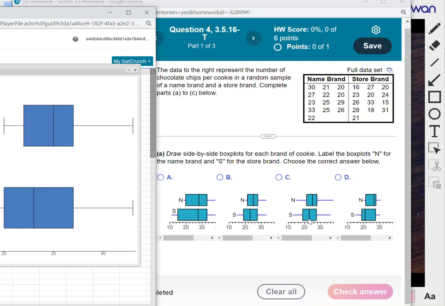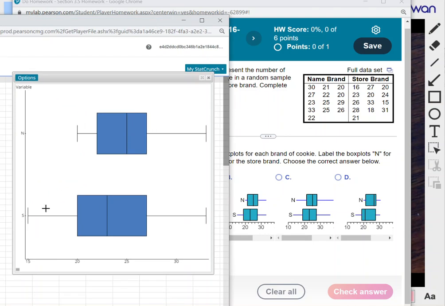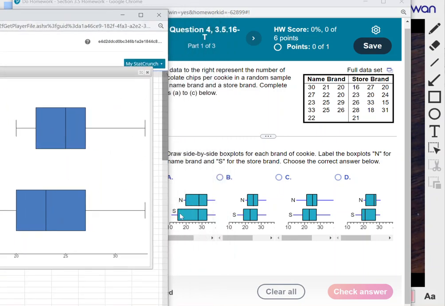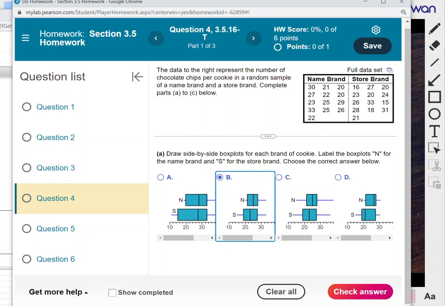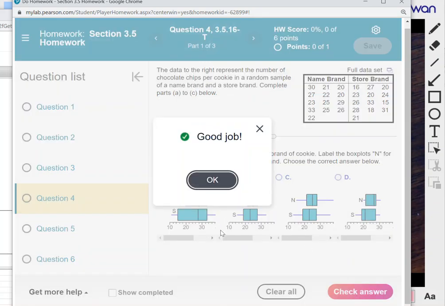And if you look at the tails, this one's pretty much even on both ends, and you got a small tail on the left here. So let's go ahead, and I'm thinking it looks like it's this one here. So let's go ahead and click there, and there you go. All right, so that's the end of this video. I hope that helps.